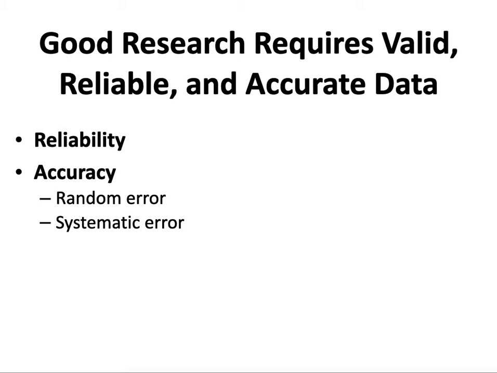Reliability is the degree to which a measure is stable and consistent over time. Accuracy is the degree to which the experimental measure is free from error. A random error is when the amount of error introduced into each measurement differs each time. And a systematic error is when the amount of error introduced into each measurement is constant.